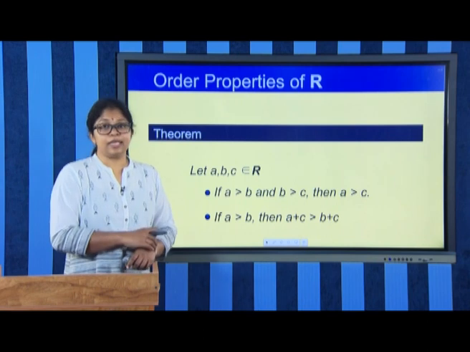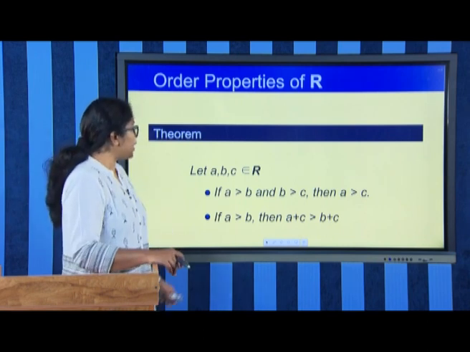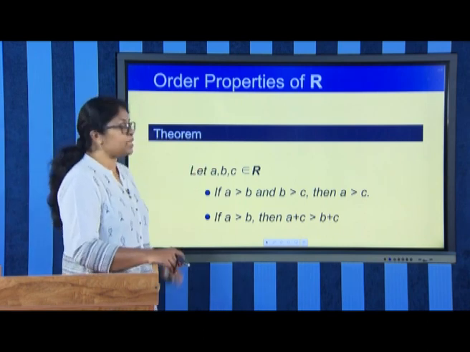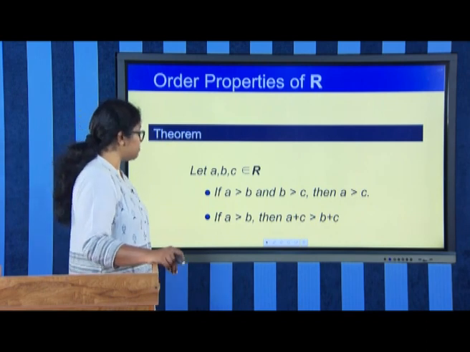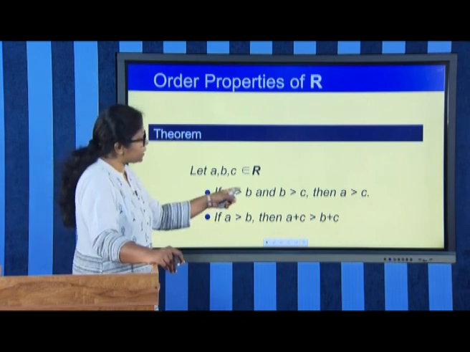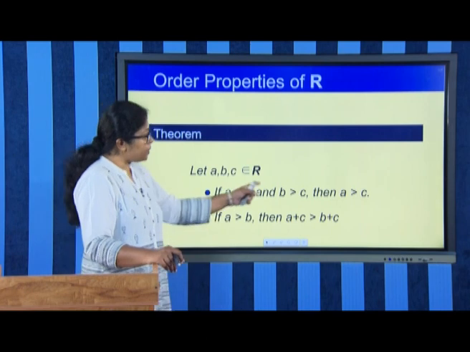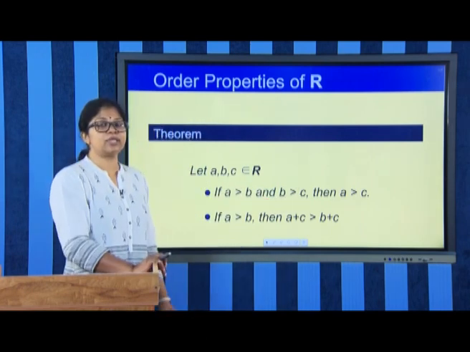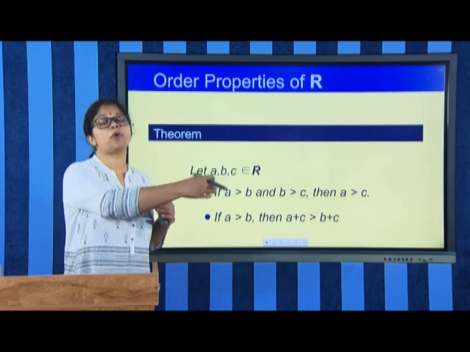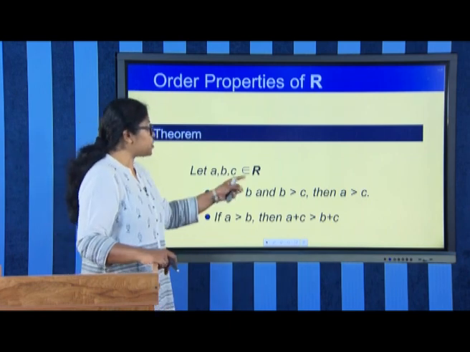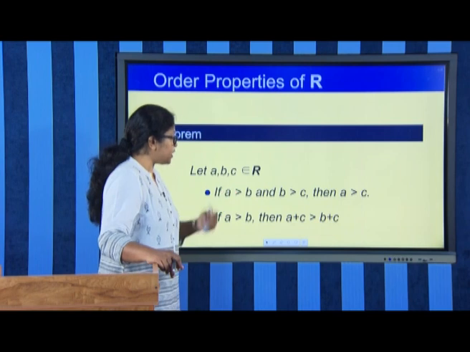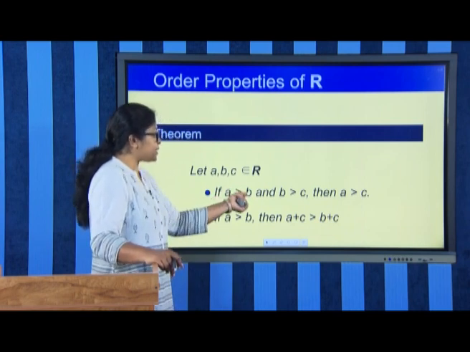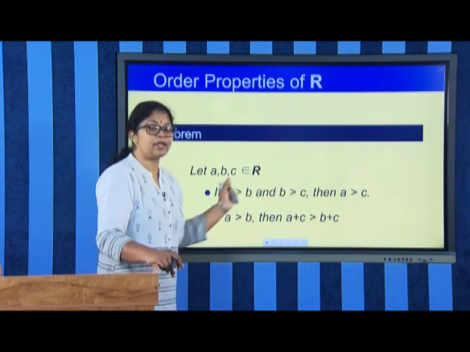The next is a theorem which we have: if A, B and C are in R, or are real numbers, and if A is greater than B and B is greater than C, then definitely A is greater than C. So, it is something like a transitivity property or transitivity condition. So, if A is greater than B and B is greater than C, then definitely A is greater than C.